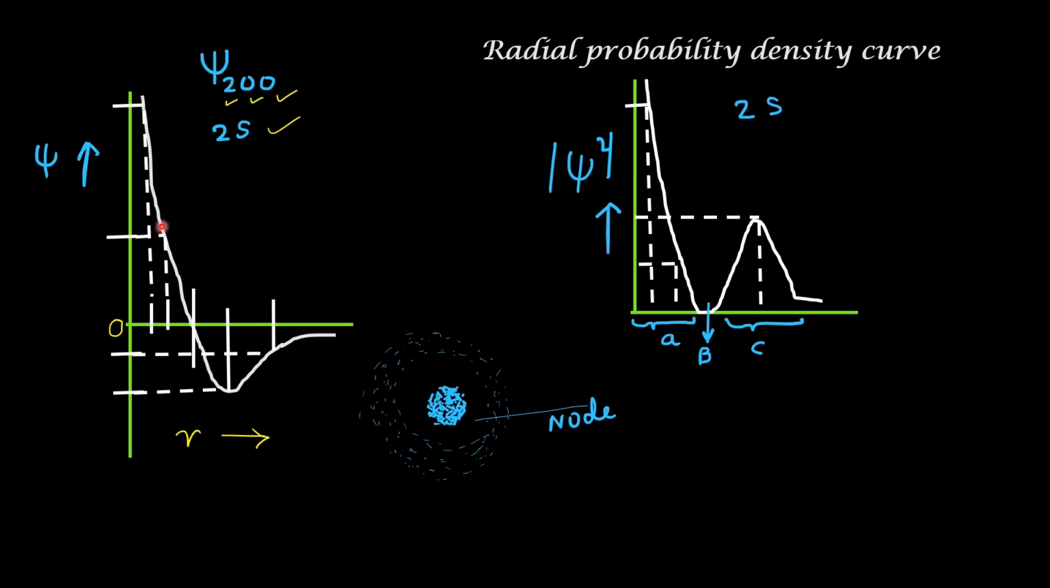And at a particular distance, the wave function becomes zero. For further increase in distance, the wave function decreases further. It becomes less than zero. And then after a certain peak, it again increases. But still it is in the negative y-axis.